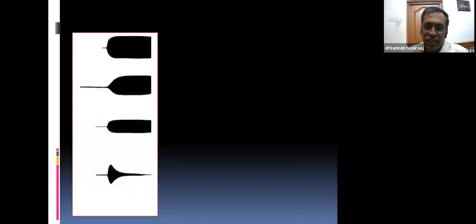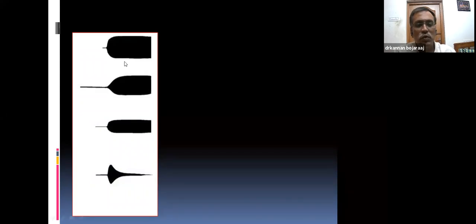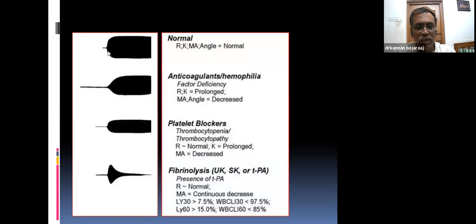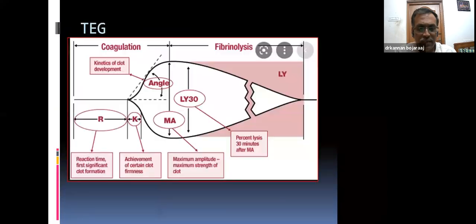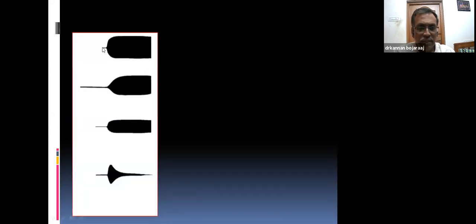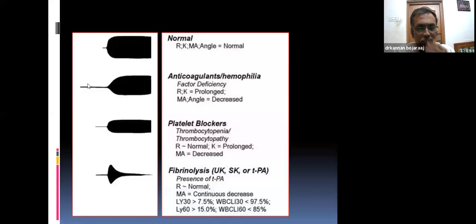So see, these are the pictures done by thromboelastography. Anyone can diagnose what it is. The first figure is normal. Every R time, K time, MA, angle, everything is normal. And in the second, see prolonged R and prolonged K. See this R time and K time, very prolonged compared to this. So what is the problem? Anticoagulants. So you have to give FFP.